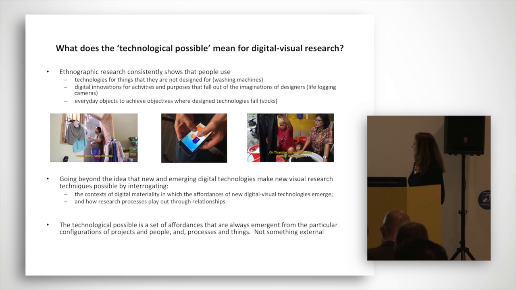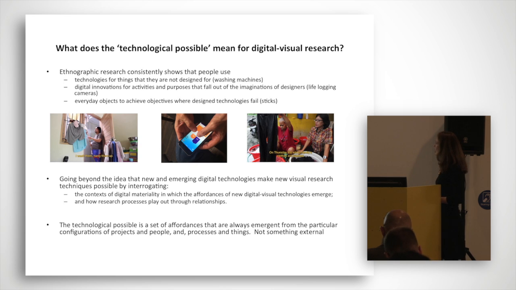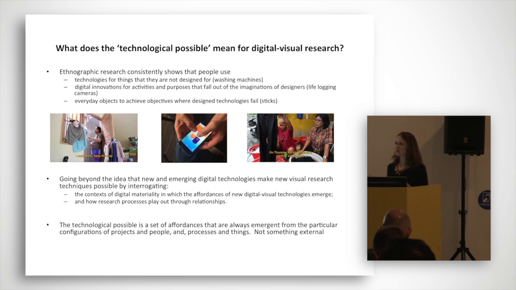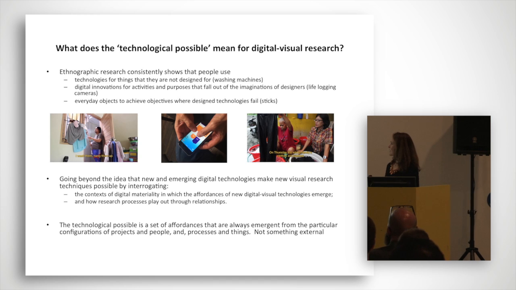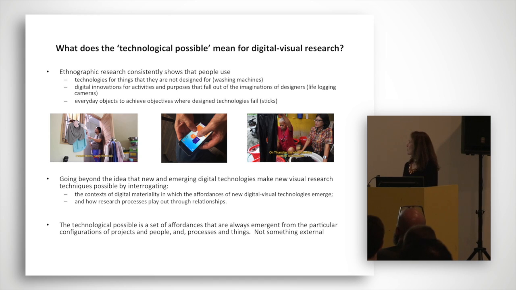So when you start to apply that, not just to everyday life and how we investigate everyday life, but to research practice as well, we can actually go beyond the idea that these new and emerging digital technologies make new visual research techniques possible. It's not that they make new research techniques possible or make us do research differently. It's more than that. What's much more interesting is to switch that around a bit and start thinking about the context of digital materiality in which the affordances of new digital visual technologies emerge.